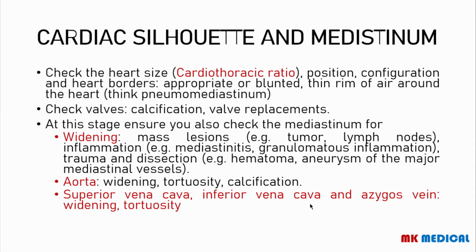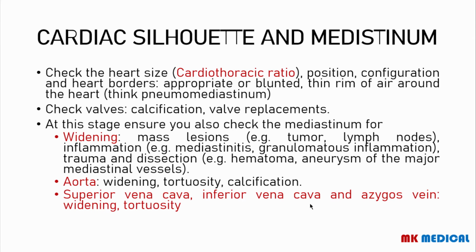So the thing that we look for on the cardiac shadow and the mediastinum is the size of the heart. So we want to look at the cardiothoracic ratio. Remember, you should assess the cardiothoracic ratio on a posterior anterior chest X-ray because an AP chest X-ray may magnify the size of the heart.